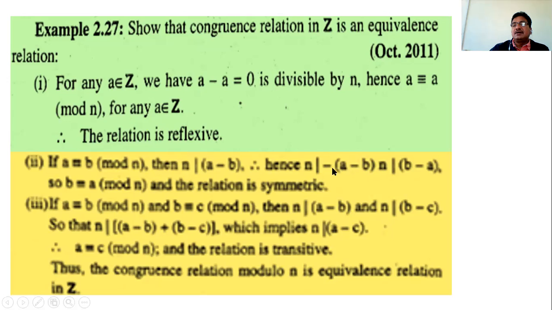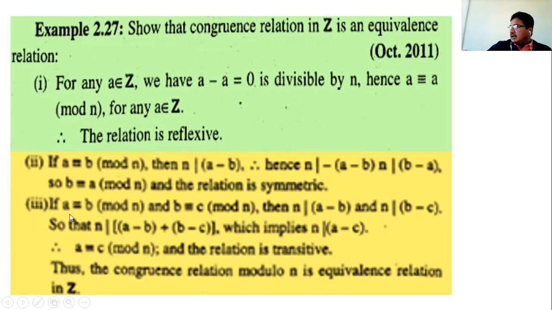And the negative of a minus b is b minus a. So n divides b minus a, which implies b is congruent to a modulo n. Therefore, if a is congruent to b modulo n, then b is congruent to a modulo n, and the relation is symmetric. That is, if a is related to b, then b is related to a. Now we have to show this congruence relation is transitive.